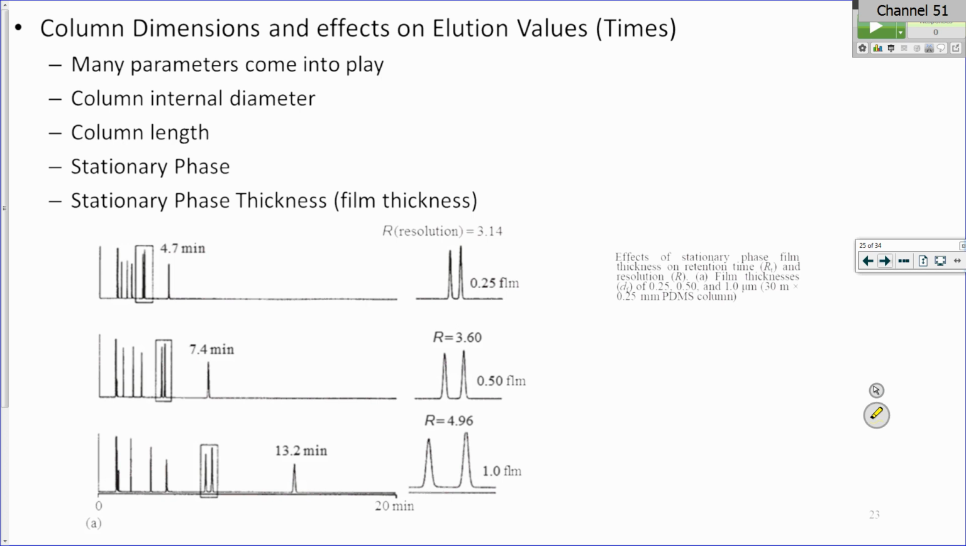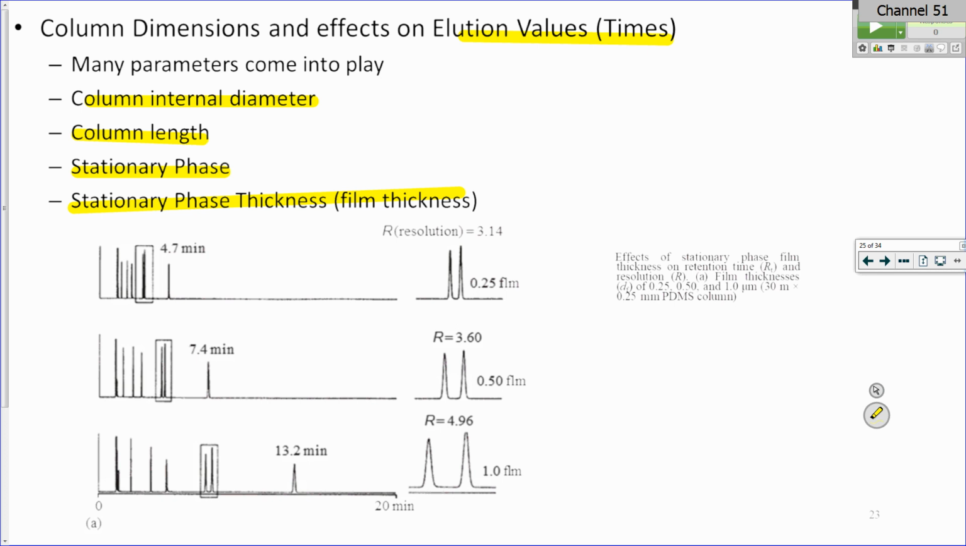So just a couple of things that I want to talk about right quick, finishing up the chapter, is how the different parameters can influence the elution times or the elution values in a column. So things like the internal diameter play a role, the length of the column, what the stationary phase is, as well as the film thickness. Probably the thing that plays the least influence is what the carrier gas is. It doesn't matter if it's hydrogen or helium. Once you optimize the flow rate, it doesn't have that much of an influence on resolution.